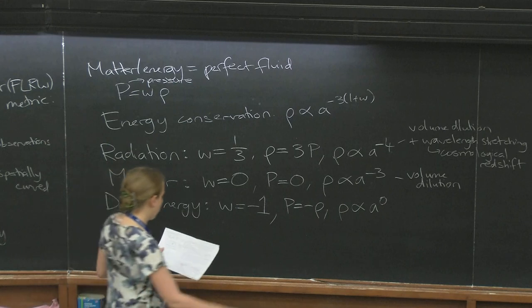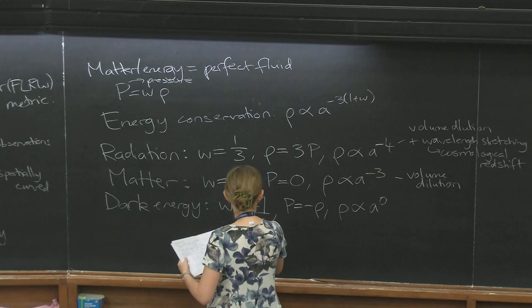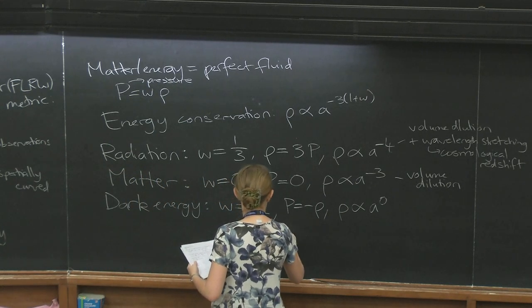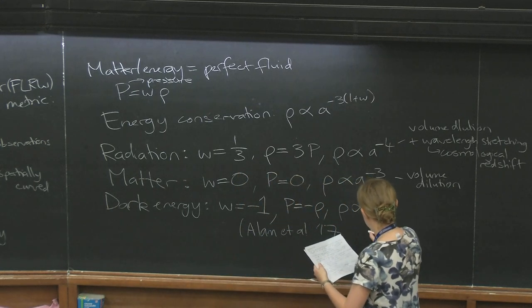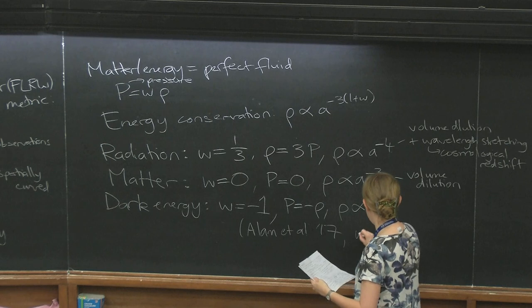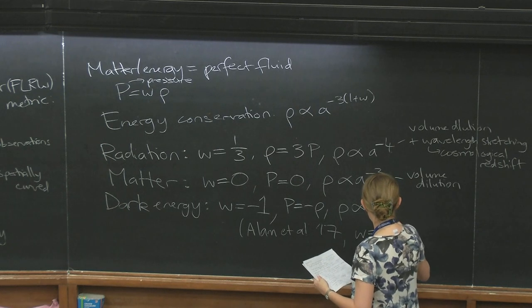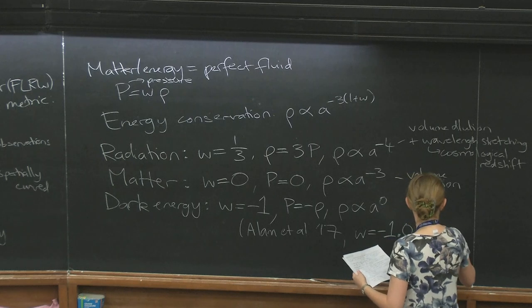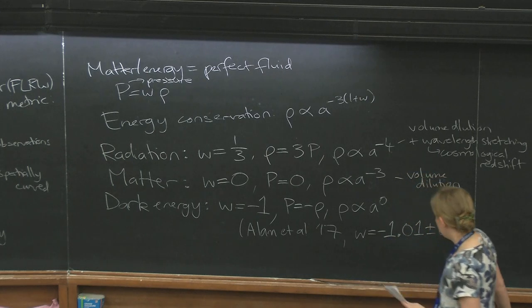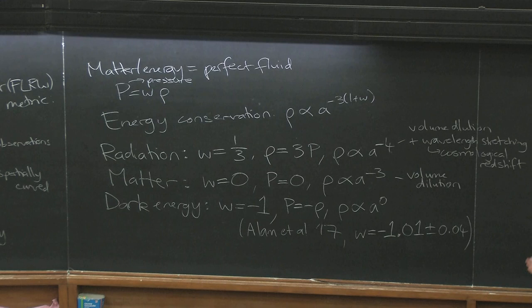The actual constraint on this number is a fairly recent constraint. From this Alam et al. paper in 2017, the measured w is minus 1.01 plus or minus 0.04. So there appears to be a component in our universe that behaves like this simple dark energy picture to a pretty good approximation.